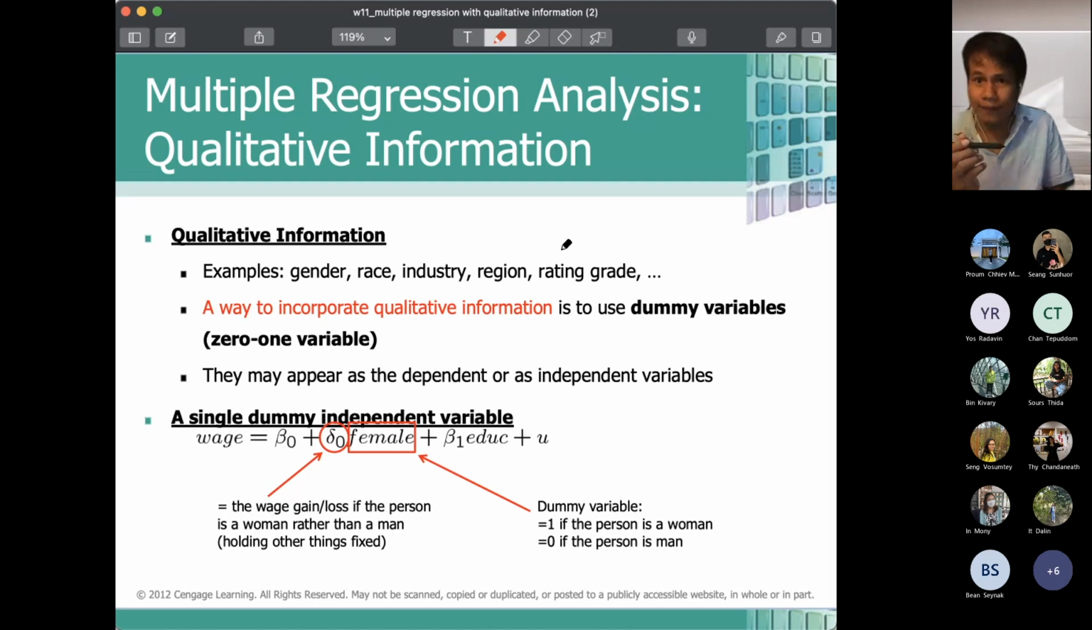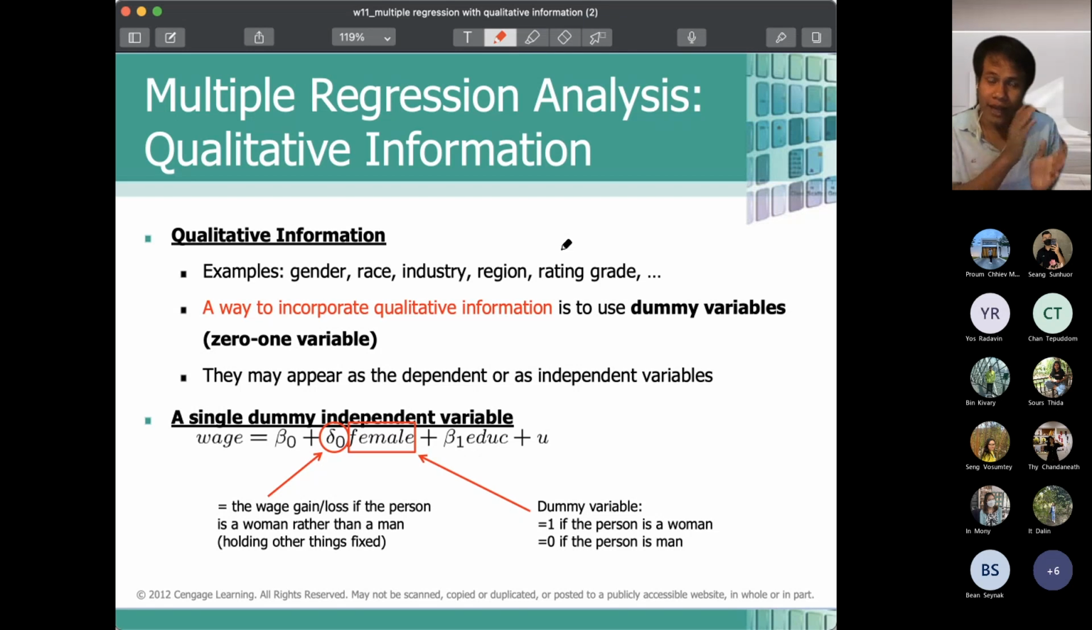If you have qualitative information, how are you going to incorporate it in your model? No, you cannot integrate it as it is. For instance, if gender is male and female, how are you going to do that? You may say, oh, okay, I can code it as 0, 1, that might be okay, or 1, 2, that's okay. But if you have 3 categories, 1, 2, 3, how are you going to interpret?